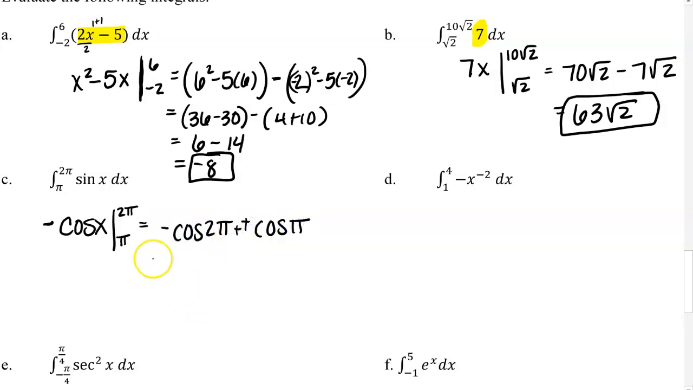This turns into a positive. So negative cosine of 2 pi. On the unit circle, cosine of 2 pi is 1. So this is negative 1 plus another negative 1. Cosine of pi is also negative 1. So negative 2.